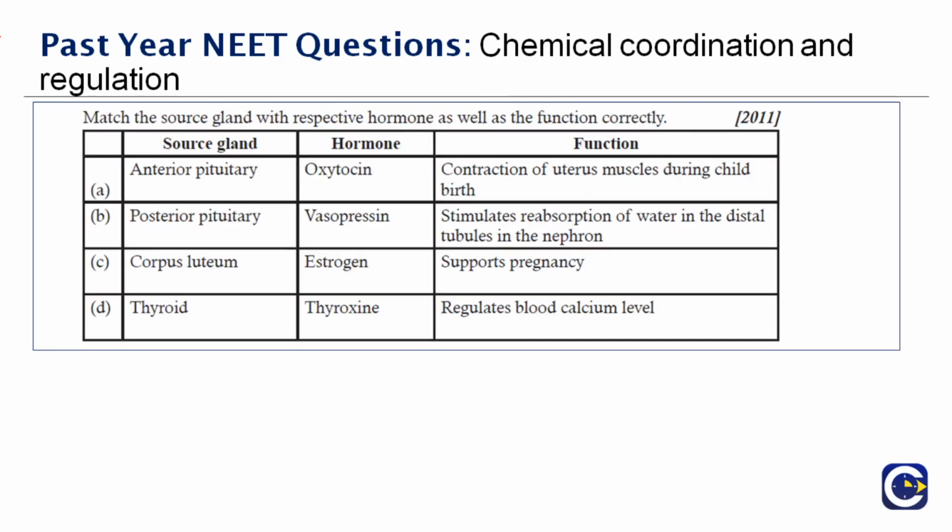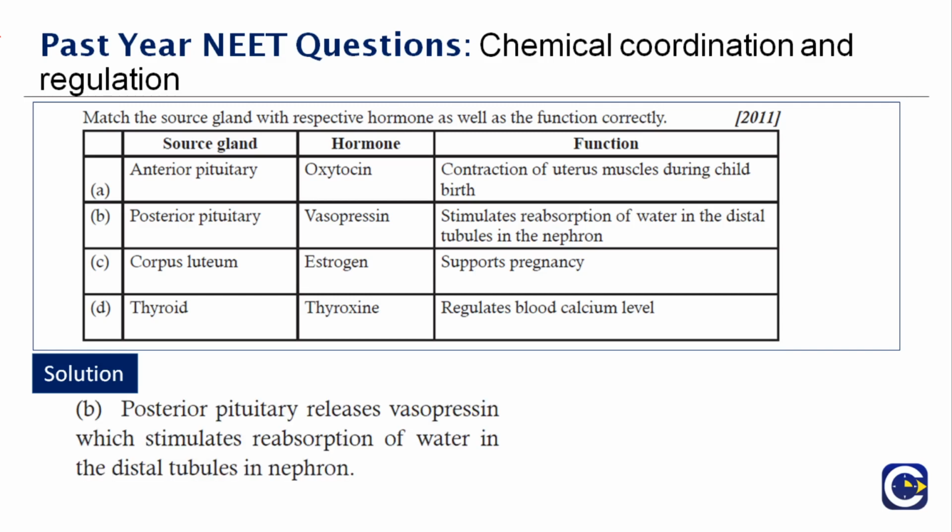Next question here. Match the source gland with respective hormone as well as the function correctly, and this question was asked in the year 2011. So we have to analyze and match and see. Anterior pituitary, the hormone that is secreted is oxytocin. Contraction of the uterus muscles during childbirth, that is wrong. Posterior pituitary, it secretes vasopressin. Stimulates the reabsorption of water in the distal tubules in the nephron. So posterior pituitary is right. It releases vasopressin. It stimulates the reabsorption of water in the distal tubules in the nephron. Therefore, the right answer is option B.